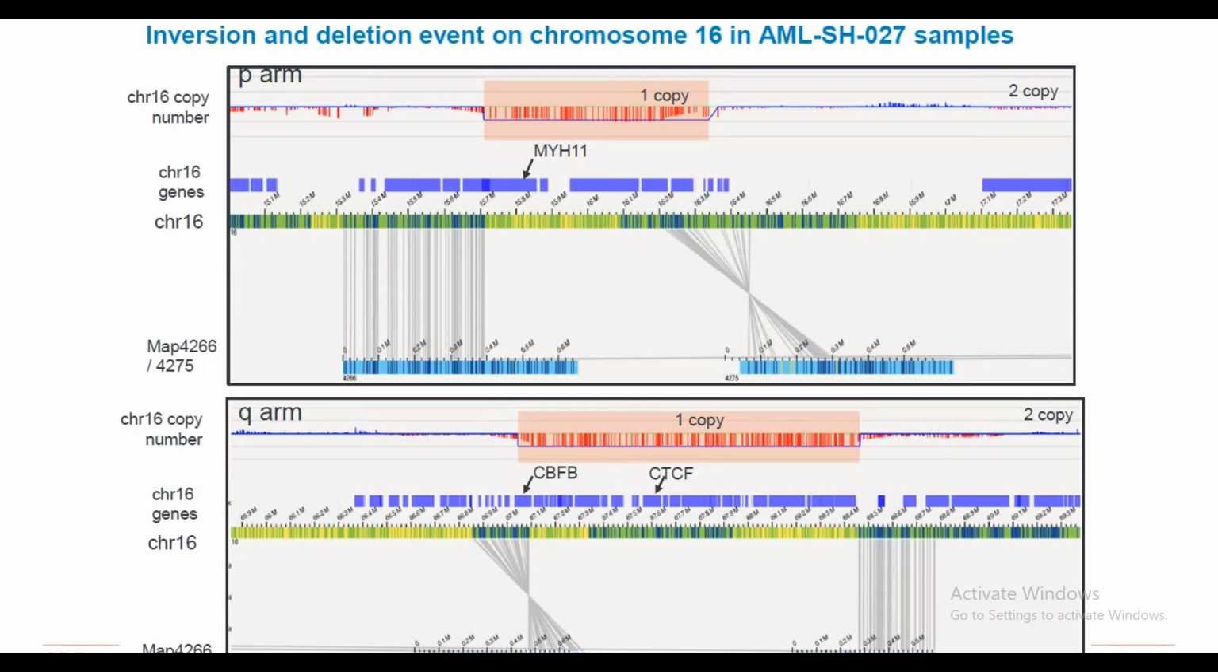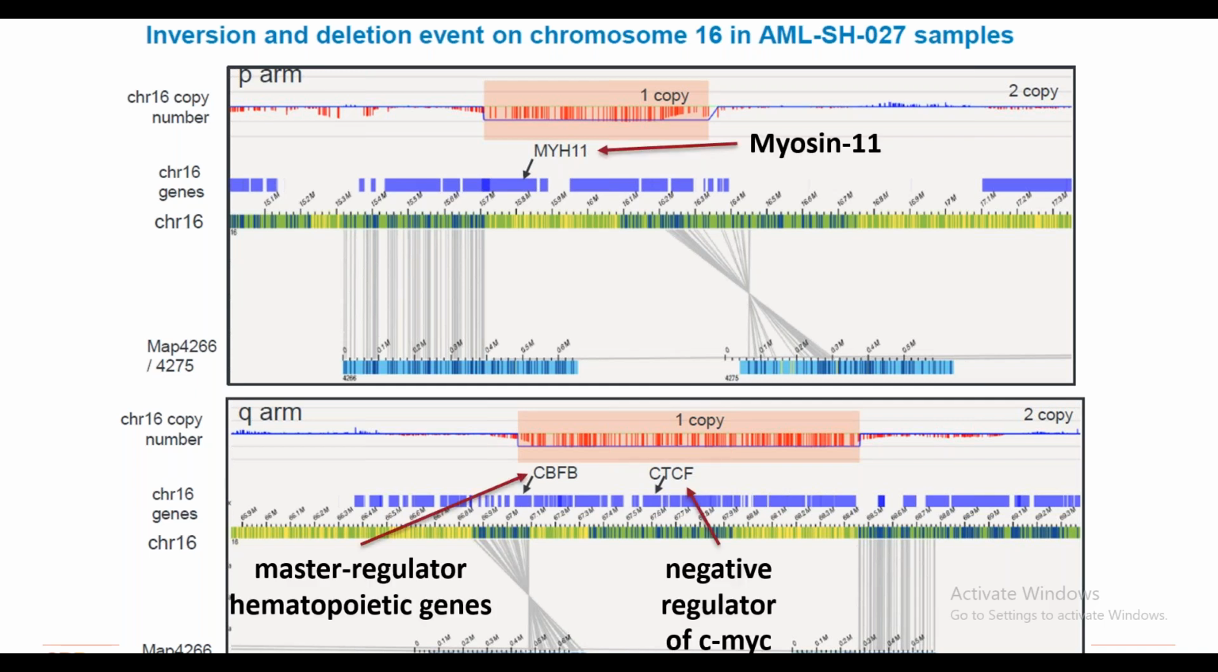And this is just this zoomed-in map of that translocation in chromosome 16 on both sides, on the P arm and the Q arm, because it goes around the centromere. We see disruption of this MYH11 gene, which codes for myosin. It's a deletion and an inversion. And then on the other arm of the chromosome, we again see this deletion on CTCF, which is a negative regulator of c-Myc, and also disruption of the CBFB gene, which is a master regulator of hematopoietic genes. And again, these are supported by the copy number calculations, where we see this deletion of one copy of these genes.